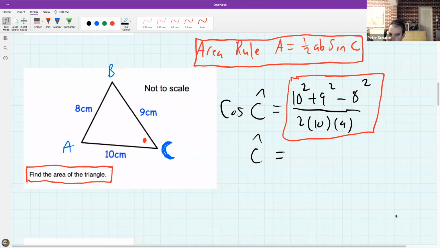I want to see what we get for the angle C. So shift cos, 10 squared plus 9 squared minus 8 squared over 2 times 10 times 9. And what I get is 49.45 and so on. Now, you are allowed to round off to 2 decimal places here.